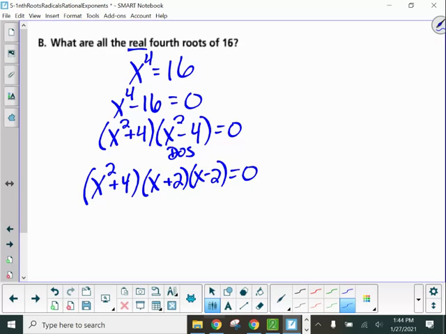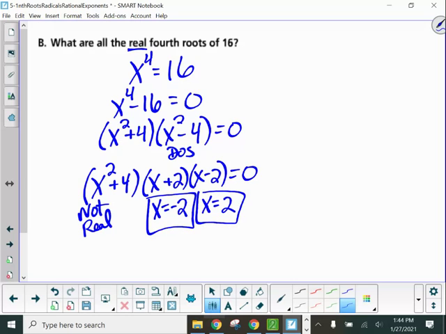So the x squared minus 4 factors into x plus 2, x minus 2. X squared plus 4 is not real. However, x plus 2 gives me negative 2, and x minus 2 gives me positive 2. So the only real roots that this would have are negative and positive 2.